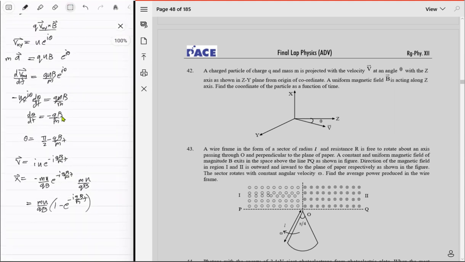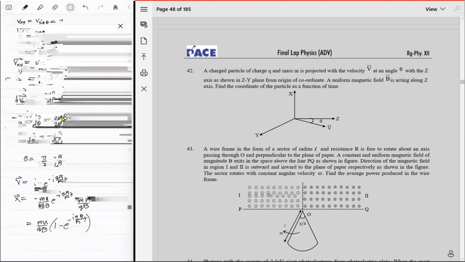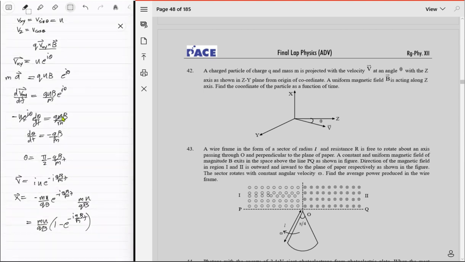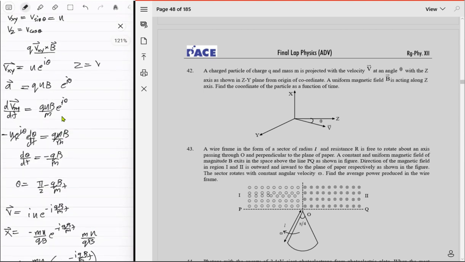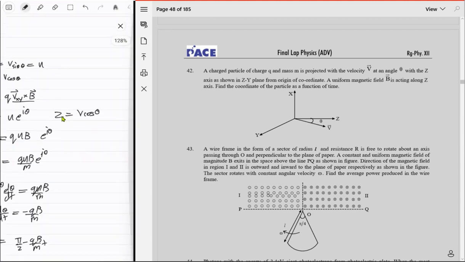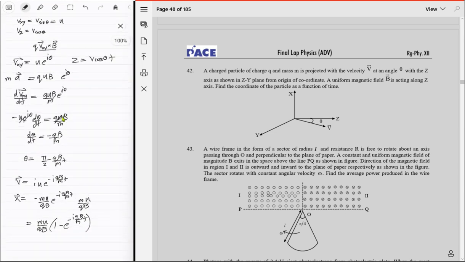So we get the x vector, the xy vector, right? And v_z is just this thing. So our z coordinate will be just what, v cosine theta times time, of course. This is the thing. So remove this.